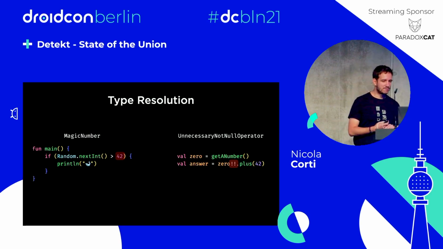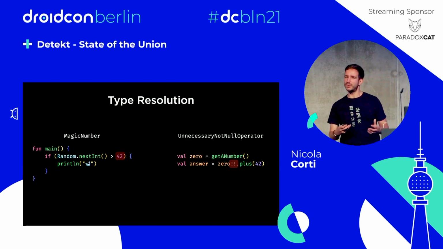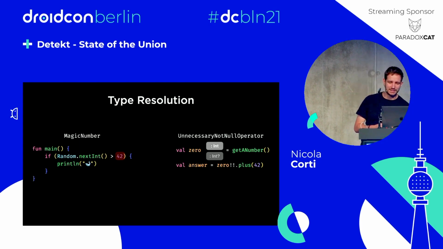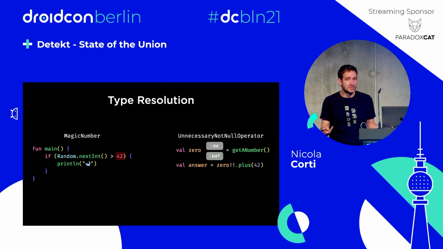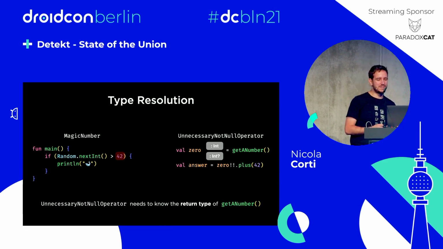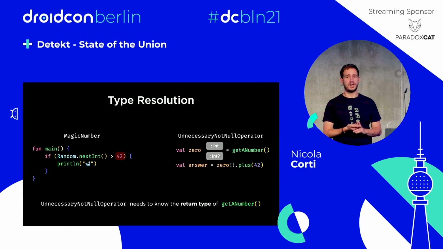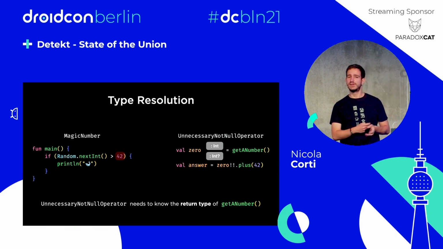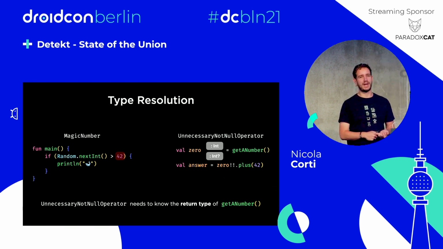But if you have something like getANumber, what is the type of zero? Well, I don't know what the type is. I might say, yeah, this can be an int or a nullable int. Who knows? Or it can be any, or it can be, I don't know. So the problem is that at this stage, unnecessary not null operator needs to know the return type of getANumber to run that inspection. Without types, Detekt is not able to tell you if the double bang is needed or not.